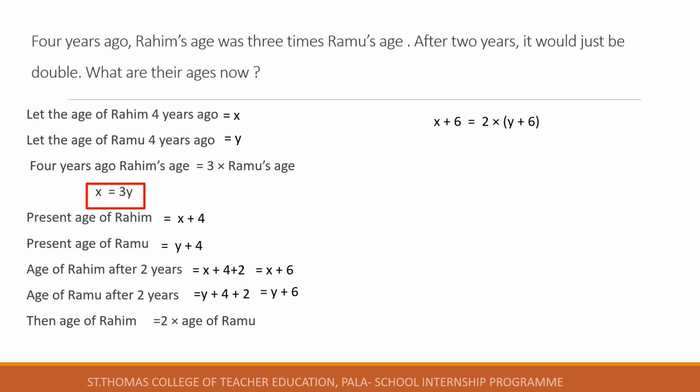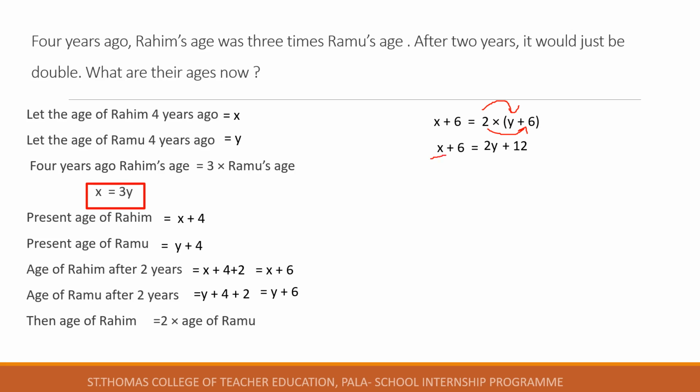What is the next step? Yes, we are opening the bracket by multiplying 2 with y and then 2 with 6, isn't it? So tell me, what will be 2 times y plus 6? Good. 2y plus 12, isn't it? Good. Now, do you have any clue what we are going to do next?